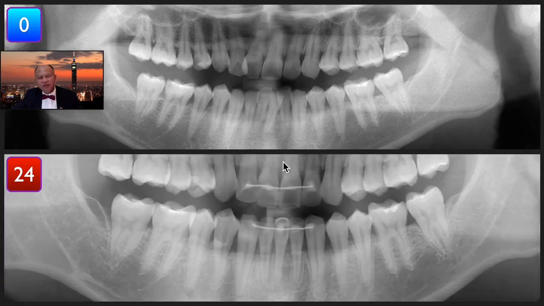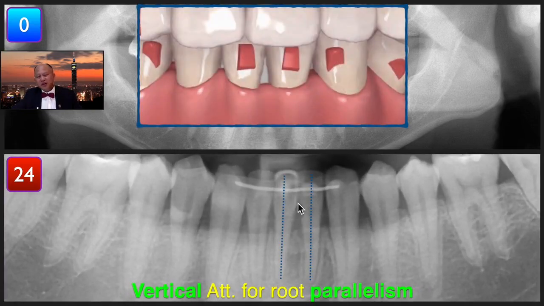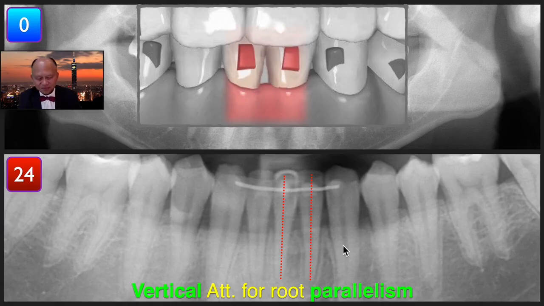And watch carefully. I want you to watch carefully. Look at that beautiful root parallelism. Without this vertical attachment, I would say it would be very difficult to achieve this root parallelism because the incisor is too small. The attachment is to change the shape of the incisor. And vertical attachment is to help you do root movement.